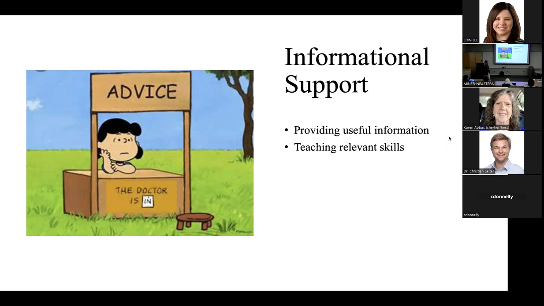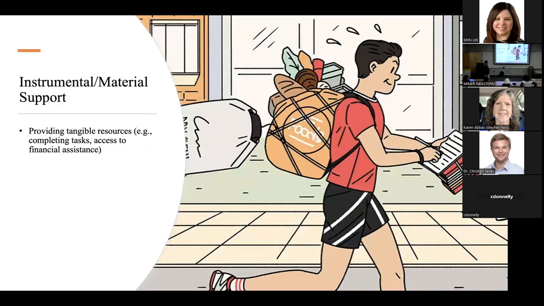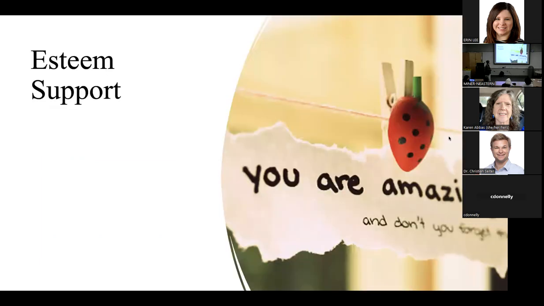So these are two really valuable forms of informational support. Instrumental support: providing tangible resources, completing tasks for them, access to finances and things like that. That one's pretty simple. Then esteem support. So complimenting somebody, like, hey, that's really amazing that you did that, or I think you're so strong. These are great examples of compliments.